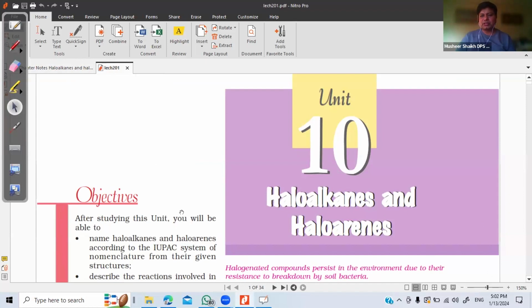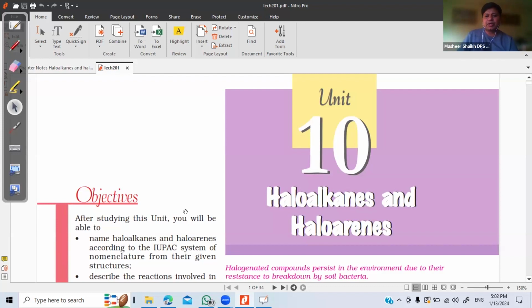Before we start this chapter, haloalkane and haloarene, you must understand that you should know the general organic chemistry, what we call the GOC of grade 11. You must have a little bit of knowledge of your IUPAC names, general reactions of alkane, alkene, alkyne. Once you have done that chapter of grade 11, then you can start this chapter.